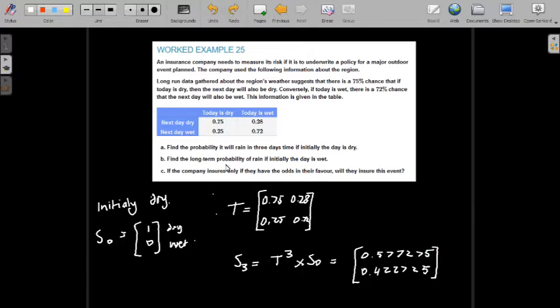Okay, so it asks find the probability it will rain in 3 days' time. So the probability of a dry day 3 days after a dry day is 57.7%. So the probability it will rain would be 42%.